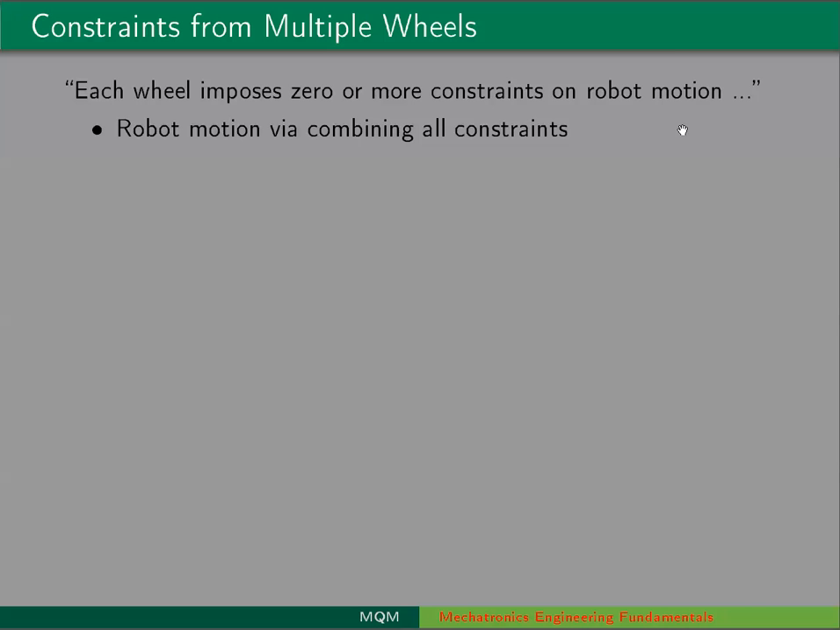What about, say, a spherical wheel, a non-powered spherical wheel? What constraints would that apply? Well, if it's non-powered, that applies no constraints on the robot motion. So however the robot wanted to move, the spherical wheel velocities could account for that.